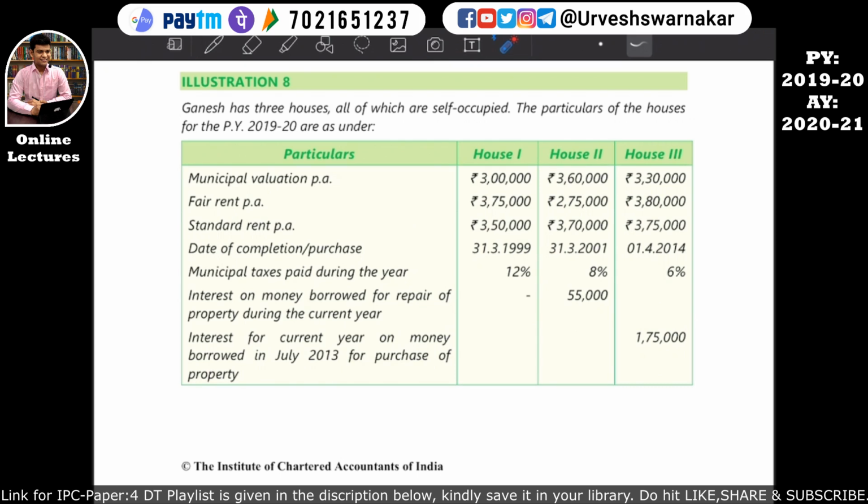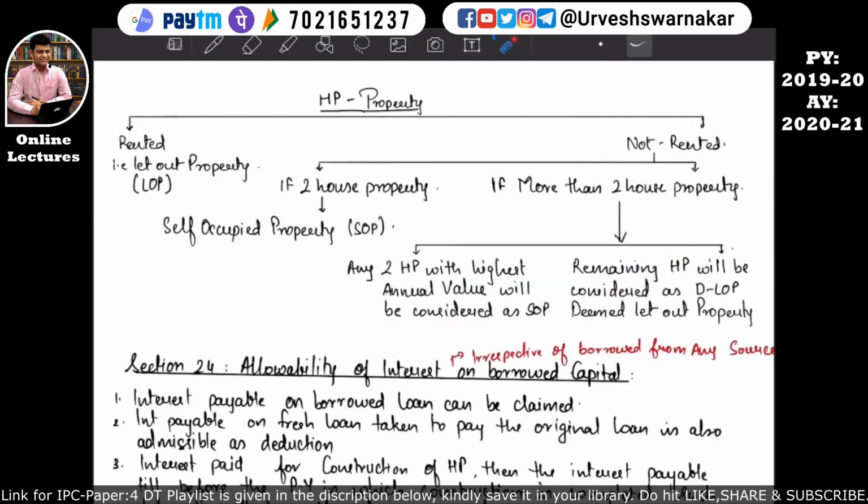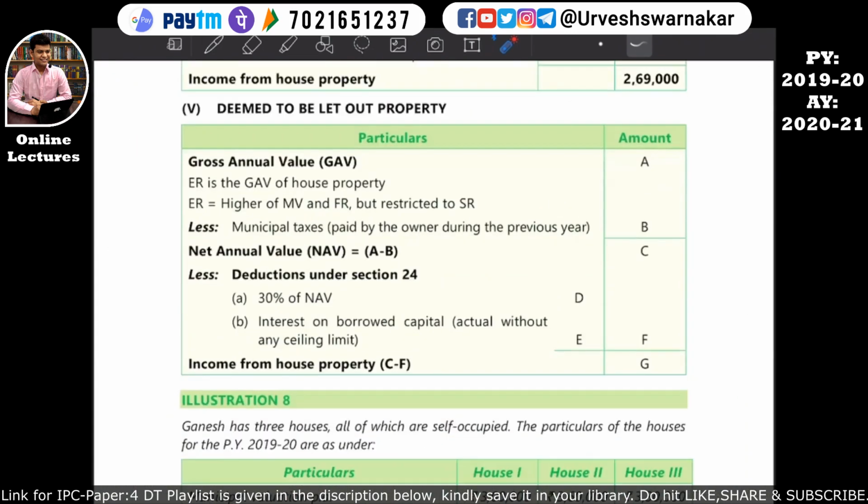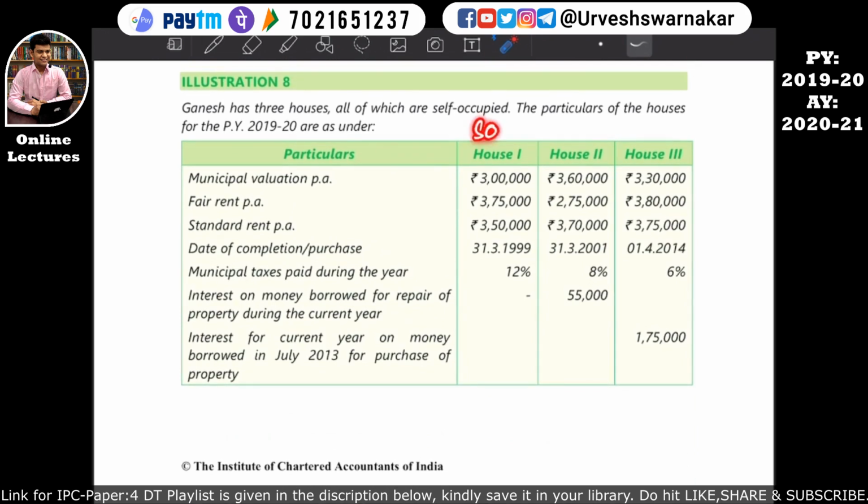None of our properties, that is house property 1, 2 and 3, was constructed. All the house properties were purchased. So we don't need to calculate the interest under section 24(b) that we have studied in point number 3 and point number 4. Since the house properties are purchased, we have to skip that part. So points 3 and 4 will not form part of our solution. I hope this is quite clear to you all. So we have read the entire details given in the question, and we have to find out which house property will become our SOP or DLOP.